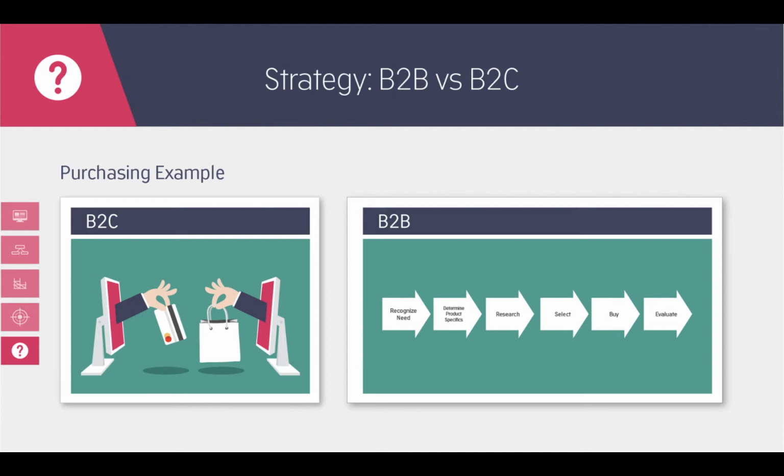When it comes to B2B purchases, much more thought goes into the purchase. For example, a need may be recognized, something that isn't available in the company at the moment. We then determine the product specifics. We do some research, select a product, buy that product, also evaluate the product over time to determine whether you'll continue using that product.